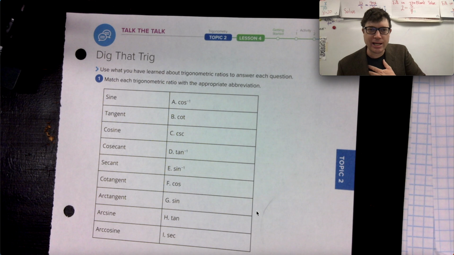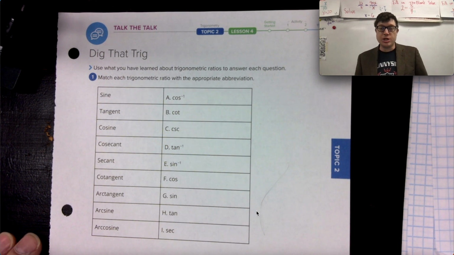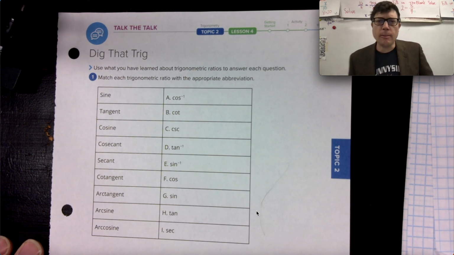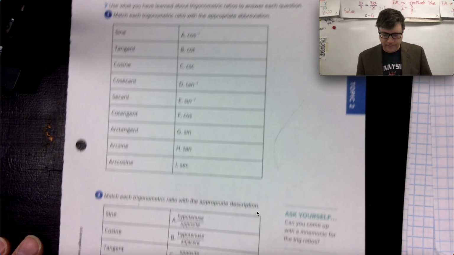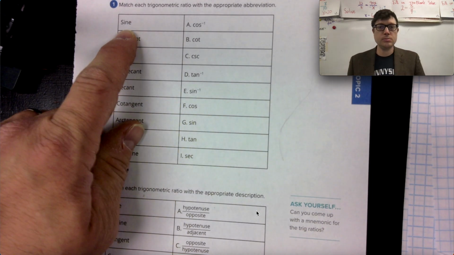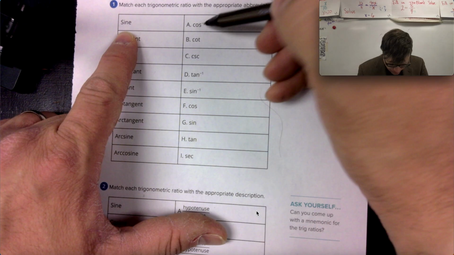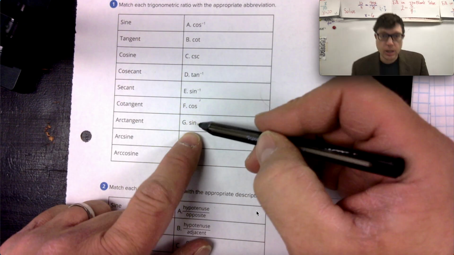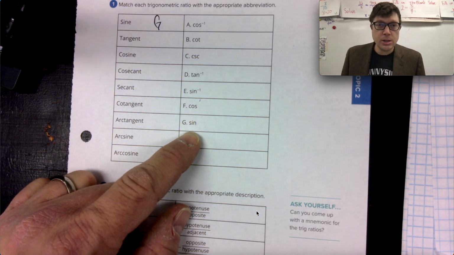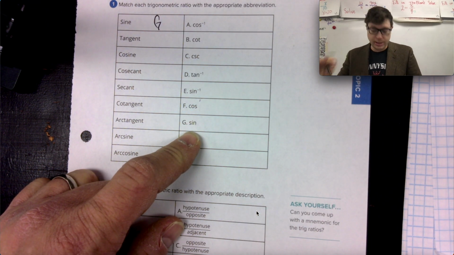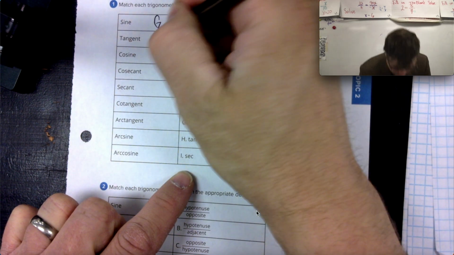Dig that trig. Use what you've learned about trig ratios to answer each question. Number 1, let's match each trig ratio with the appropriate abbreviation. Sine, drop the E. Sine goes with G. Tangent, tan, not gent. H.